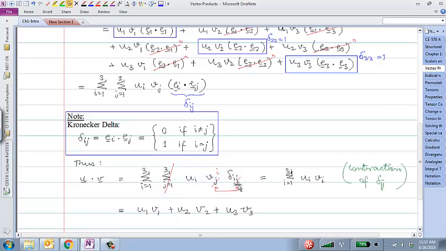I pick any one of them. In this case, I pick j, and I'll take this j index, and anywhere else that the j index occurs, I'm going to take them and cancel them off with each other, or contract them against each other. And this j will be replaced by the other index i of this delta ij. So the remaining index of delta ij goes to this point.